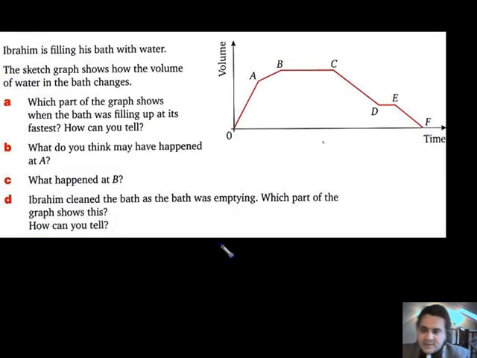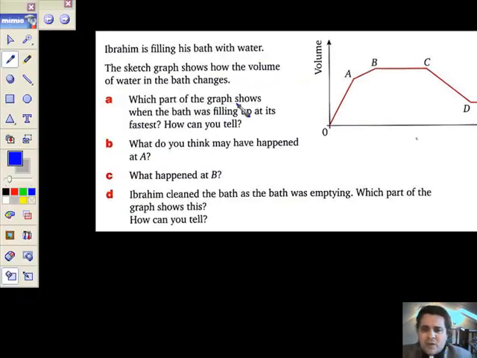So what have we got? Essentially we've got water going into the bath, so it's filling up, then more's going in, but not as fast. Anyway, let's take it one question at a time. Which part of the graph shows when the bath was filling up at its fastest? If it's at its fastest, we're going to increase volume in less time. So we're looking for the steepest part of the graph. I think from O to A, it's steeper than A to B, so this will be fastest.